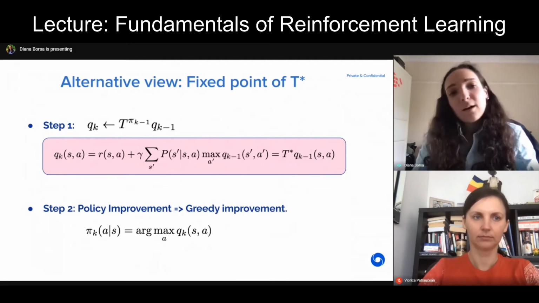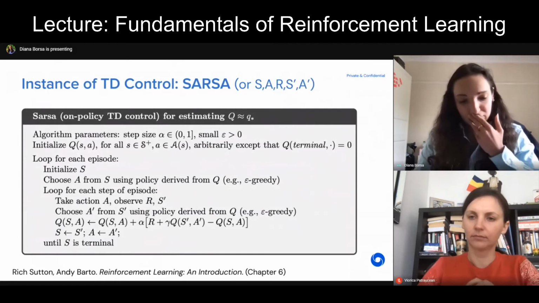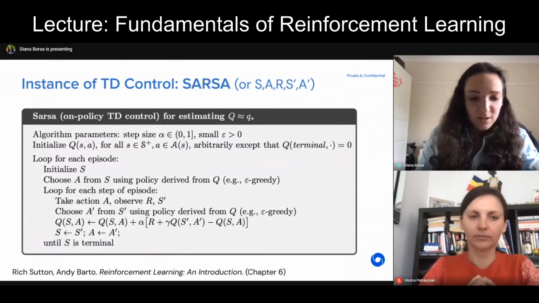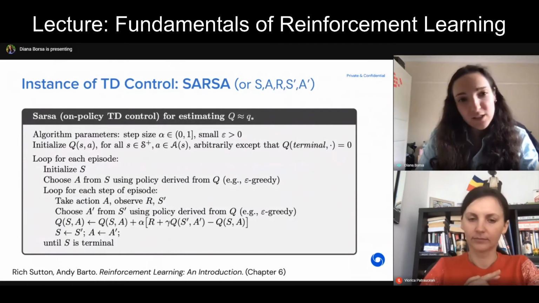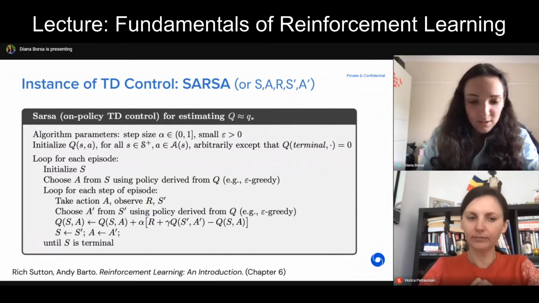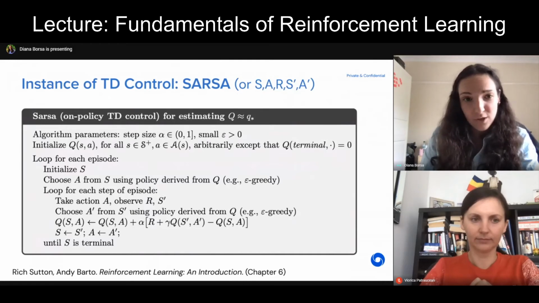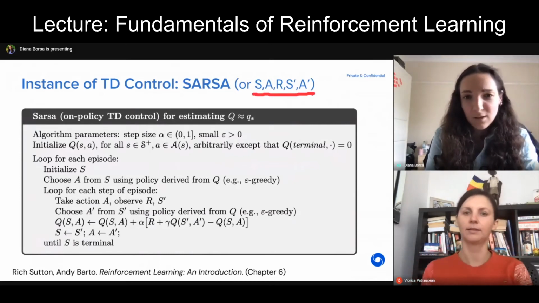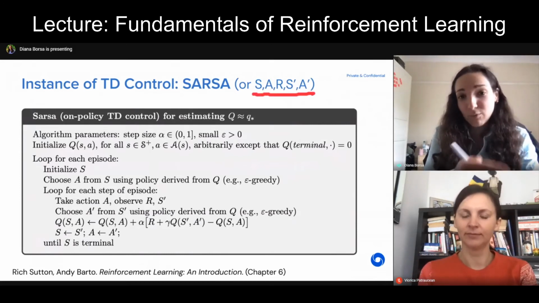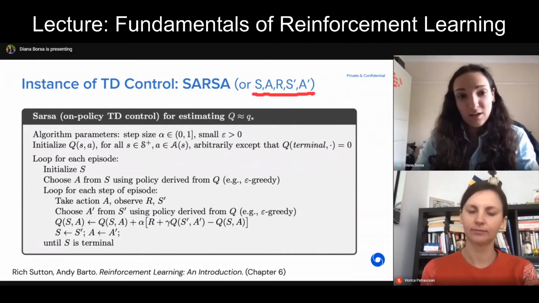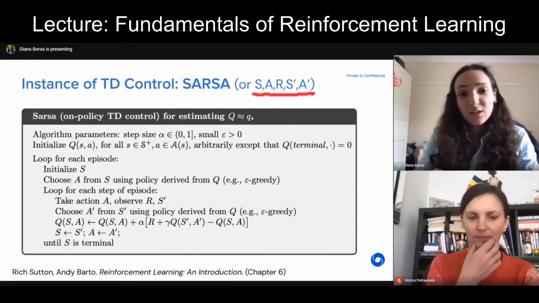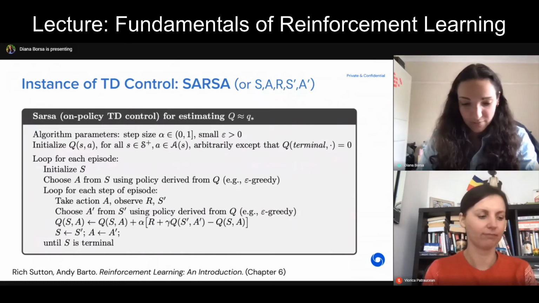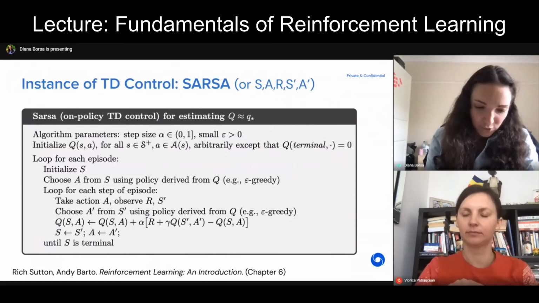Okay, to finalize this, we're going to look at a couple of instances of TD control following this principle. The first one is SARSA, which basically gets its name from this tuple, which is the current state, action, reward, the associated next state, and the next action, which is the only thing that you need in order to update this value function. And let's go a bit through the algorithm.